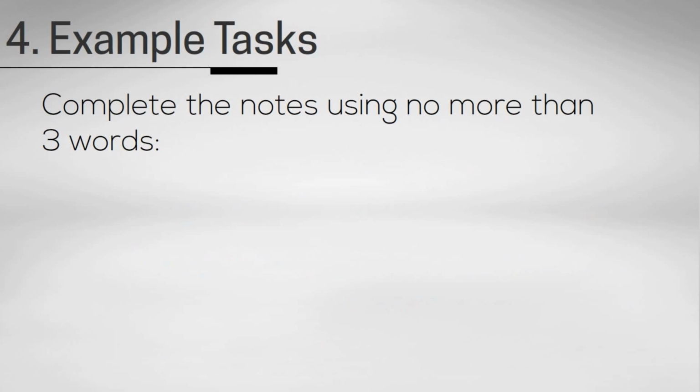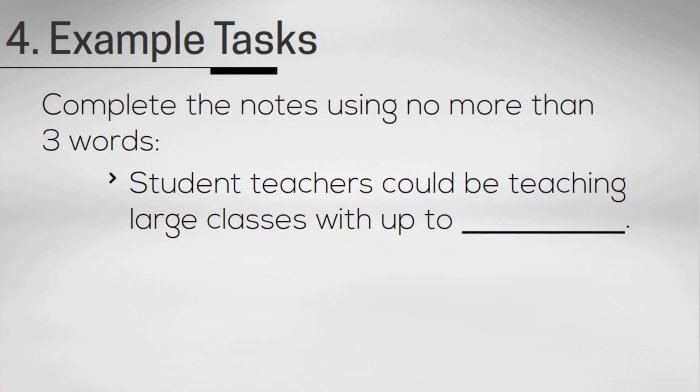The second example question is, student teachers could be teaching large classes with up to... Again, here we've got a missing word or words, but we don't know exactly what the answer is. The phrase up to suggests the next part is going to be a number. One possibility is that it's going to be the number of students.